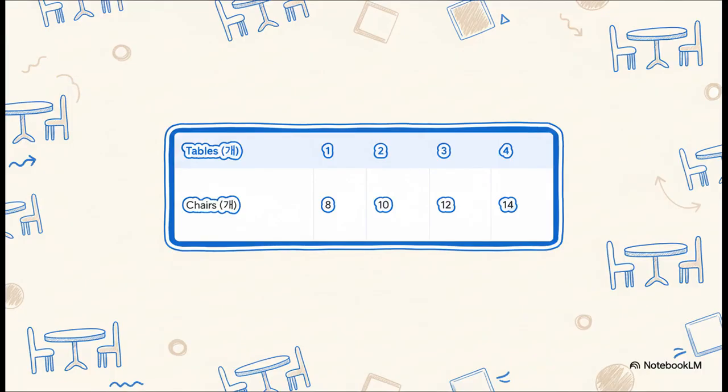And if we look at it in a table, the pattern just jumps right out at you. One table means 8 chairs. Add a second table, now we're at 10 chairs. A third table gets us to 12. You see that? It's so clear. We're just consistently adding 2 more chairs for every single table we put in the line.